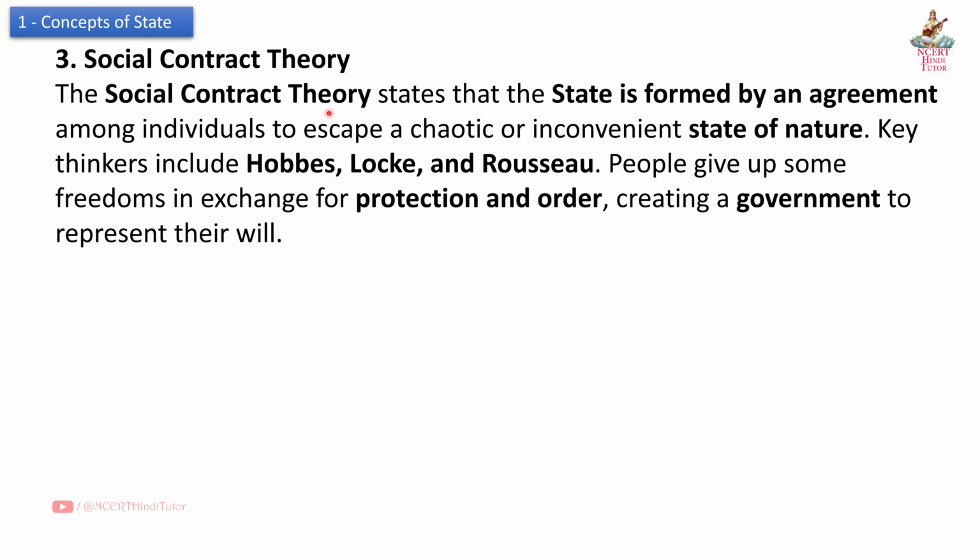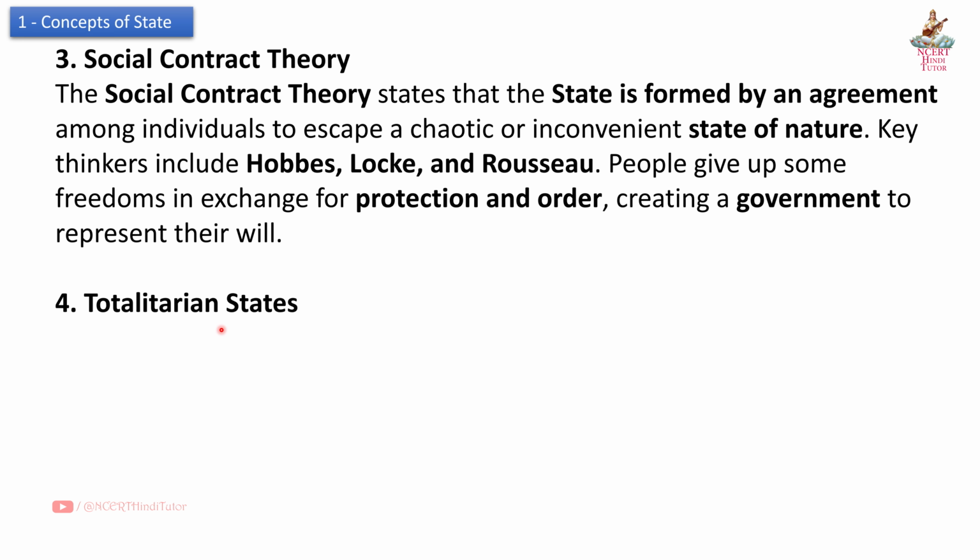Third, social contract theory. The social contract theory states that the state is formed by an agreement among individuals to escape a chaotic or inconvenient state of nature. Key thinkers include Hobbes, Locke, and Rousseau. People give up some freedoms in exchange for protection and order, creating a government to represent their will.